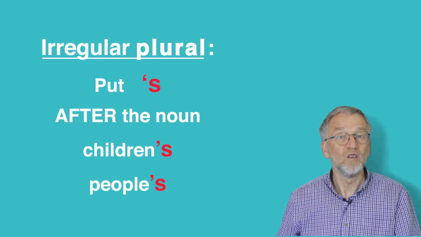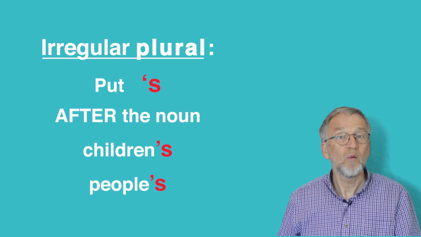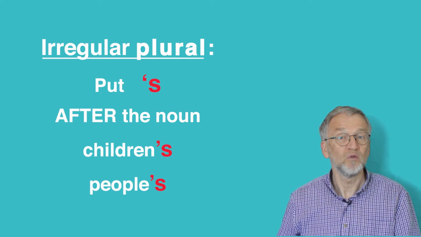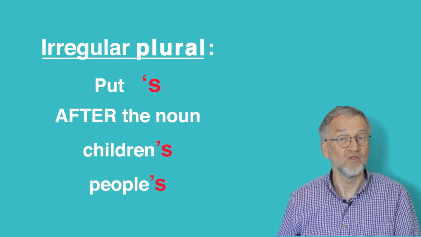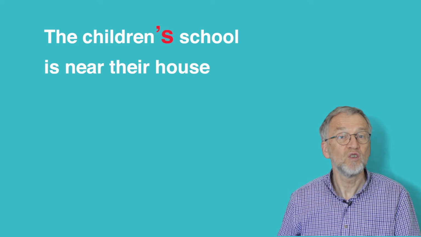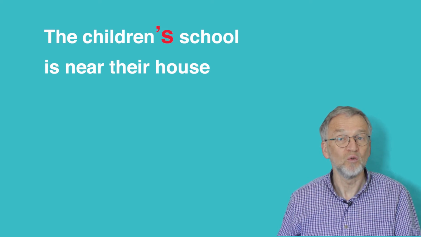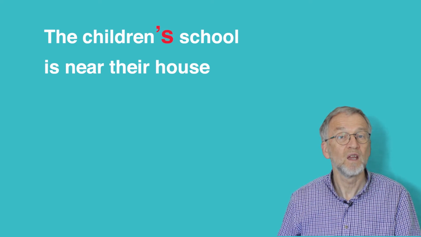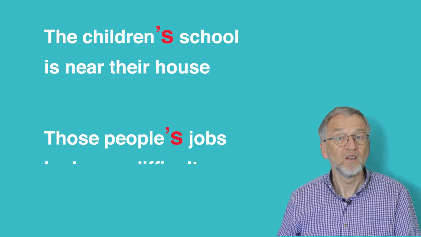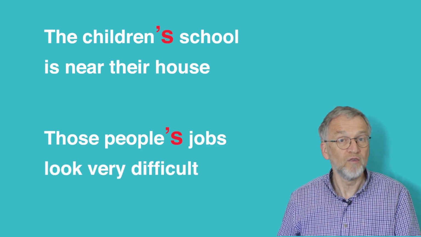Okay. With irregular plurals, we put apostrophe S after the noun. For example, okay, child is singular. The plural is children. There is no S in children. So then we say the children's school. Children, apostrophe S, school. Yes? So the children's school is near their house. Person, the plural is people. So we say those people's jobs look very difficult.